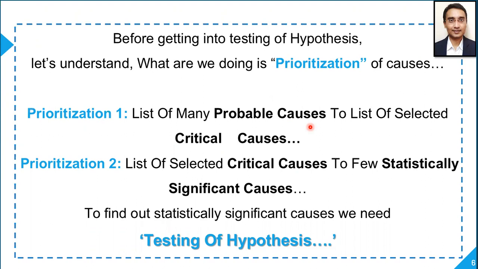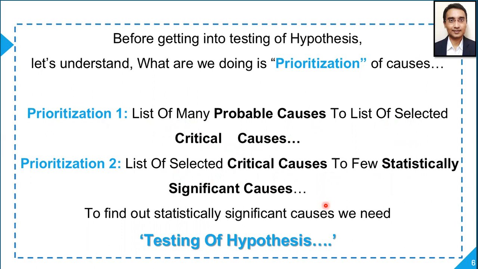Probable causes we found through fishbone diagram and root cause analysis. The CI matrix helps us to find critical causes from the probable causes. So probable causes to critical causes, that was the first prioritization. Second prioritization is from the critical causes to statistically significant causes. So prioritization 1 was from a list of many probable causes to a list of selected critical causes. And prioritization 2 is from the list of selected critical causes to few statistically significant causes. So these are the two levels of prioritization.